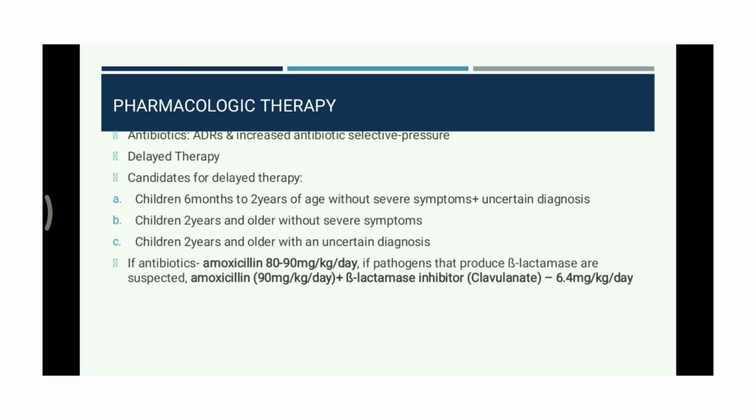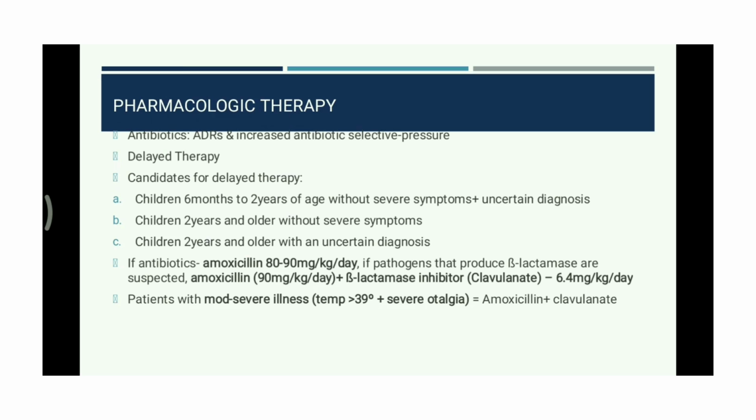And if the pathogens or the bacteria that produce beta-lactamase, then what do we have to do? We have to give amoxicillin, that is 90 mg per kg per day, along with a beta-lactamase inhibitor, that is clavulanate. Amoxiclav is the drug, so that is given. So the dose of clavulanate is 6.4 mg per kg per day.